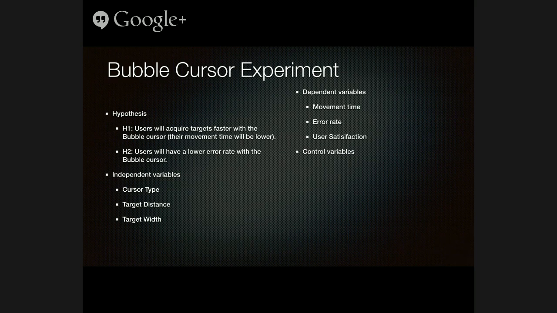Wonderful. Control variables. What do we want to control between conditions? Yep. Mouse type. Okay, that's a very good one. So if you had one person doing this with like the Kinect and one person doing it with a mouse, your study would be obvious nonsense. Okay, so let's control the input device. What else we got? Yep.